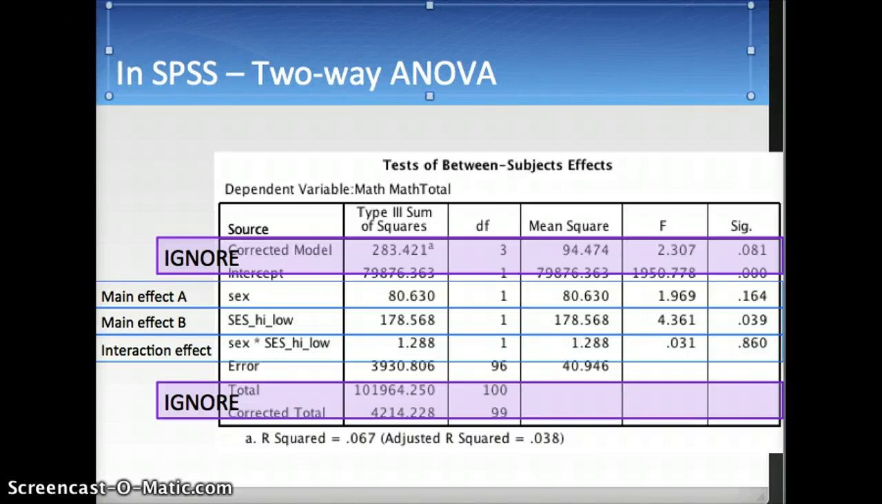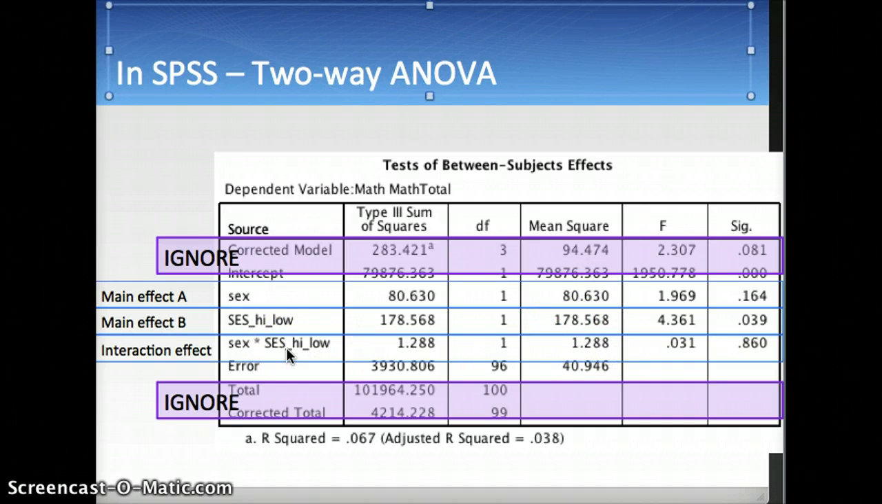Now, how do you interpret the ANOVA table of a two-way ANOVA? First of all, you can ignore the top two lines and the bottom two lines. What we're interested in is the interaction effect and the two main effects. And here, what is called error in the two-way ANOVA is the within mean squares. That's what we compare the other mean squares to.